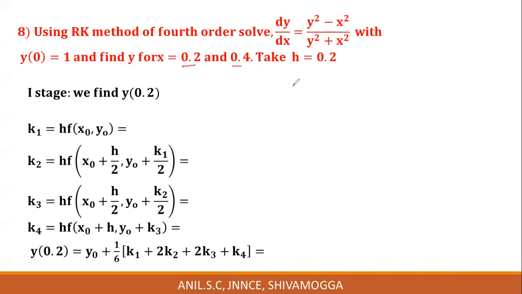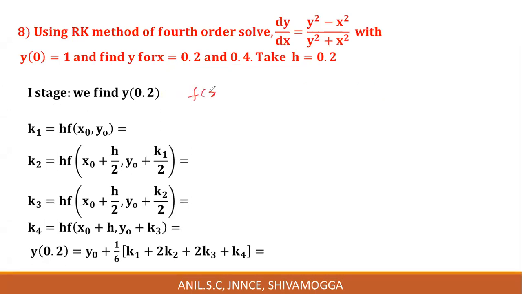So the outcome of the first step will be y of x1. This is equal to y of x1, and x1 is x0 plus h. This is equal to y of x0 plus h. Here x0 is equal to 0 plus h is 0.2. Therefore, this is equal to y of 0.2. Therefore, in the first stage or first step, we find y of 0.2.